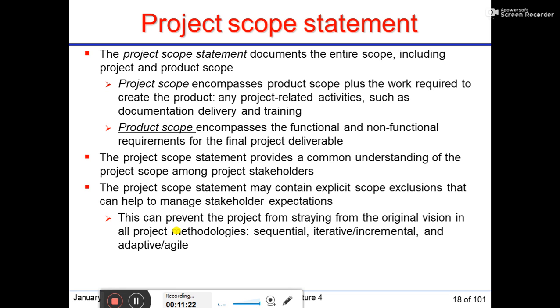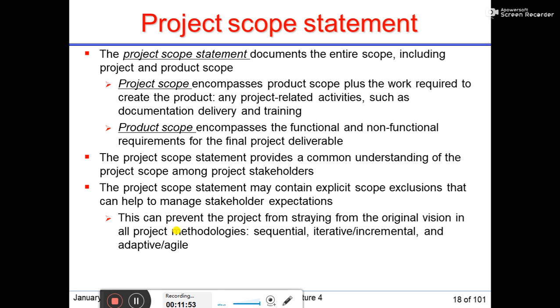So having a project scope statement will provide a common understanding of the project scope among project stakeholders, because there are lots of other stakeholders associated with a single project. So everybody needs to be on the same page. Having that same, well-defined project scope statement will provide the same understanding throughout the stakeholders.